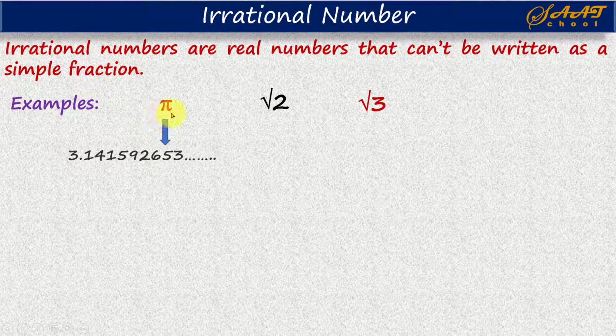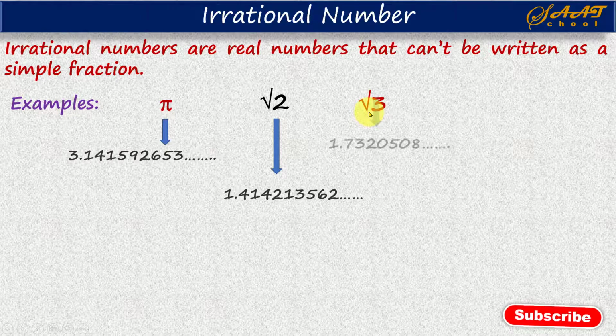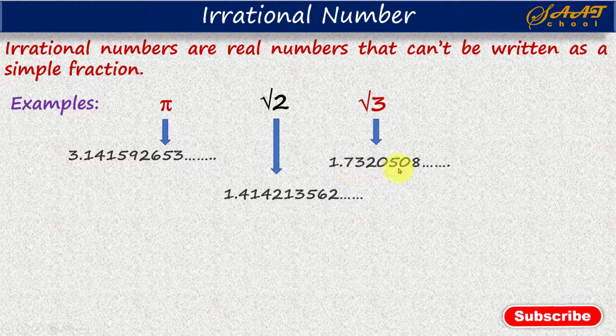And even these irrational numbers do not have repeating decimals, meaning the numbers after the decimal are not repeating, and these are not finite decimals, meaning there are infinite numbers. If you find root under 2, the value looks something like this, meaning there are infinite numbers after the decimal and they are not repeating as well. Similarly, root under 3 is also equal to 1.73, and these are non-repeating decimals and these are not finite decimals.